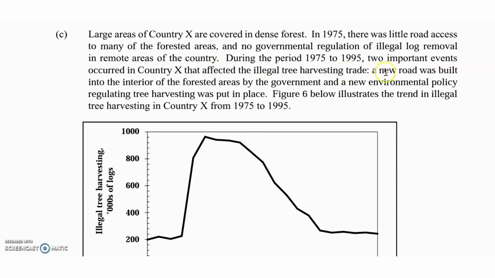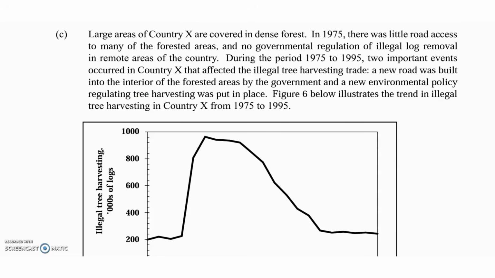First and foremost, a new road was built by the government in the interior of the forested areas. And secondly, a new environmental policy regulating tree harvesting was put in place. Now, Figure 6 below illustrates the trend in illegal tree harvesting in country X from 1975 to 1995.